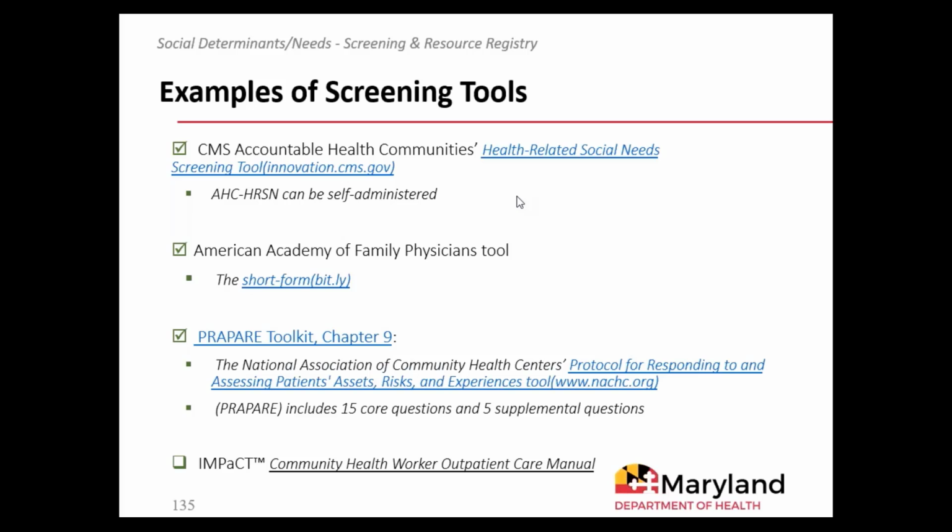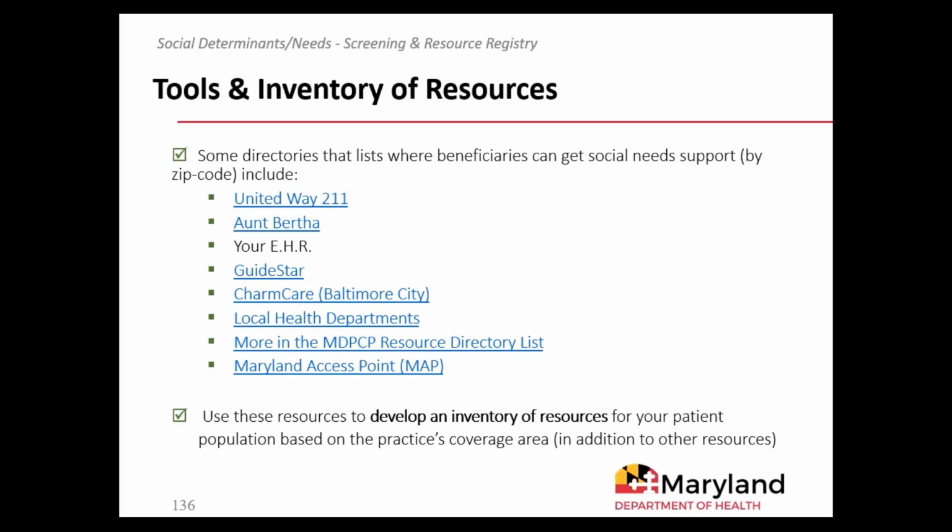We then have listed here the Prepare Toolkit. The Prepare Toolkit consists of the Prepare Assessment, which includes 15 core questions and 5 supplemental questions. And the goal of this toolkit in particular is to provide users with resources that are best going to help them practice and apply lessons to guide the social determinant needs that are identified through this assessment. And that's just to name a few of the screening tools that are listed.